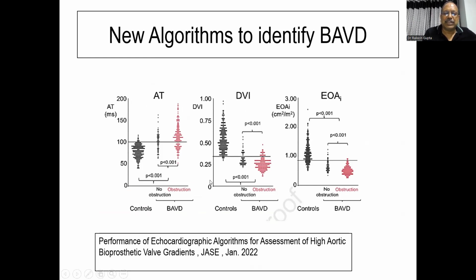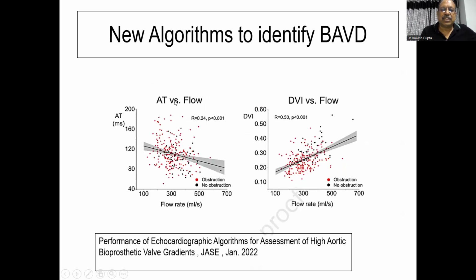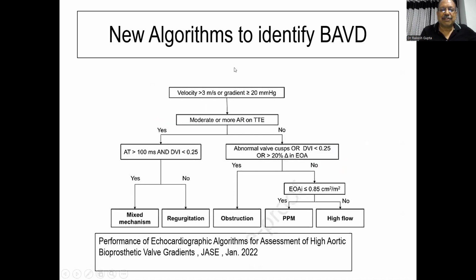Which of them is most useful in this particular phenomenon in bioprosthetic aortic valves? These three parameters, acceleration time, DVI, and effective orifice area, which we talked about. Then acceleration time versus flow, and Doppler velocity index versus flow. And this is what the algorithm finally came out as in bioprosthetic aortic valves. Why do we talk of bioprosthetic aortic valves? Because we have more bioprosthetic aortic valves rather than prosthetic mitral valves or metallic prosthetic aortic valve leaflets. So we talk of velocity, we talk of gradients.